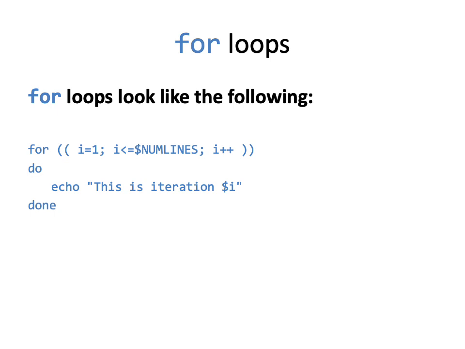Again, the do statement can be on the same line as for, but you'll have to have a semicolon after the double parentheses, which tells bash, actually this is a separate line. And then done completes the block of code in the for loop.